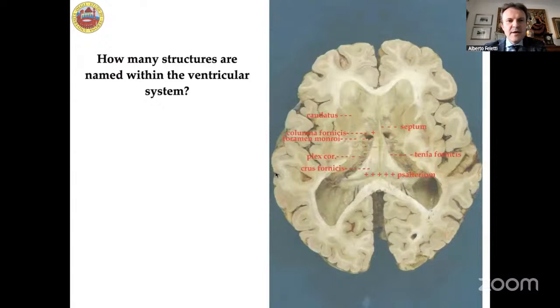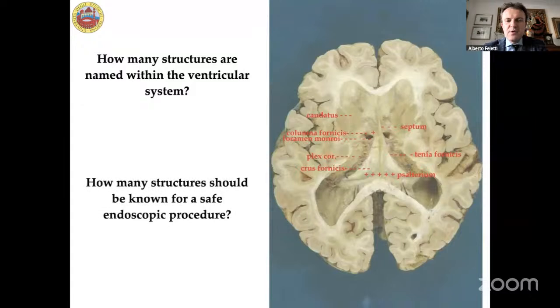Well, no need to spend time talking about the structure of the ventricular system, as we have already talked about that. But I want to start with this question. We can wonder how many structures are named within the ventricular system. Well, I don't think there is a precise number, but some anatomists guess that there are really a lot of structures that can be identified inside the ventricular system. But the real question for us as neurosurgeons is how many structures we should know for performing a safe endoscopic procedure. This is the main question, and this is the aim of my talk today.